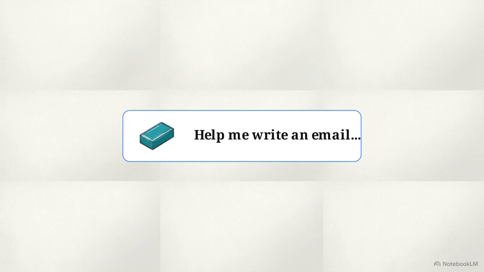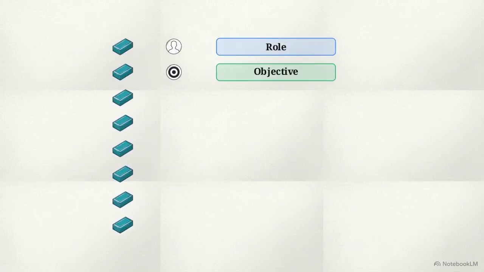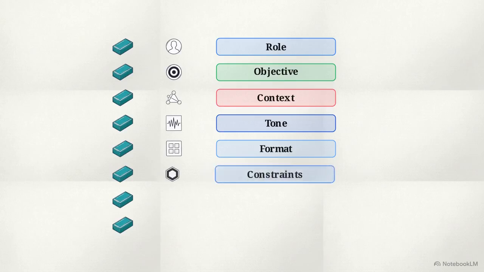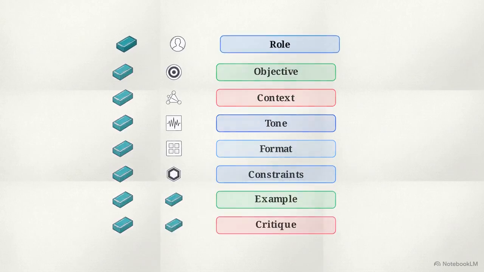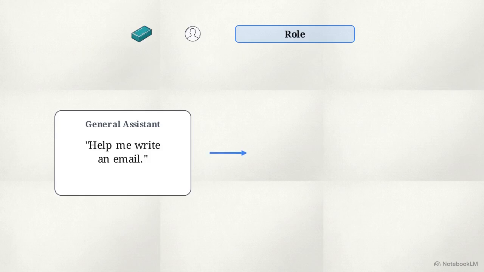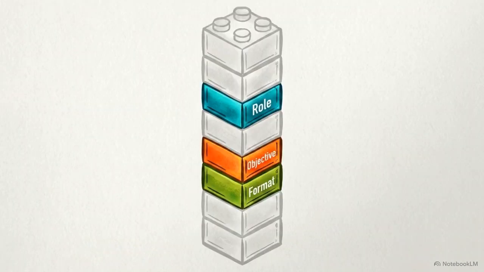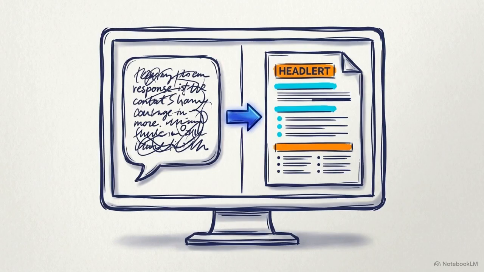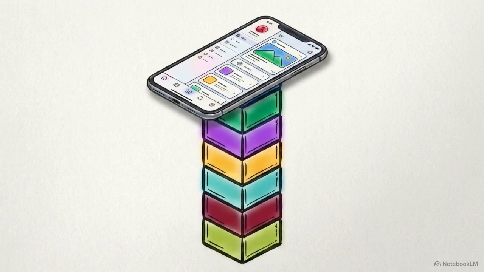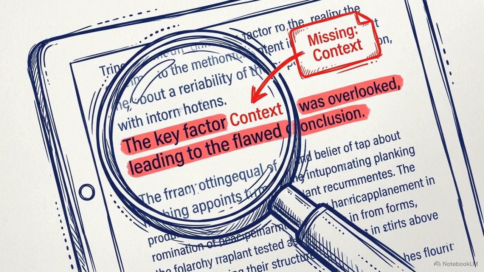Instead of a single sentence, build a request from 8 blocks: role, objective, context, tone, format, constraints, example, and critique. Tapping each block shows how a detailed persona changes the AI's perspective, moving it from a general assistant to a specific expert. You don't always need all 8 blocks. For most daily tasks, applying just 3 or 4, like role, objective, and format, will significantly change the quality of the response. These 8 foundational blocks are the underlying matrix for the entire app. Once you understand them, you can diagnose exactly why a prompt is failing.